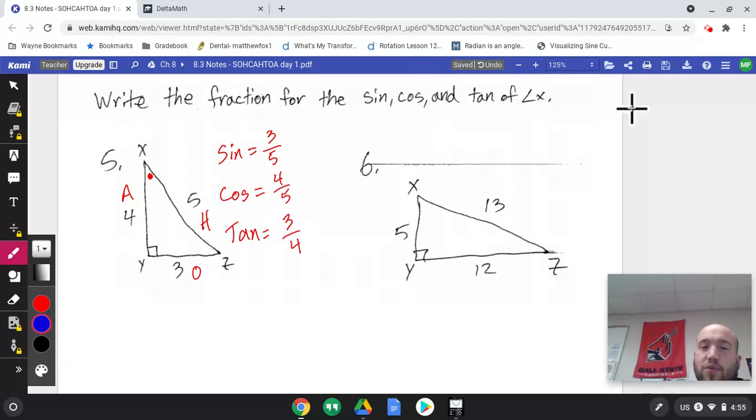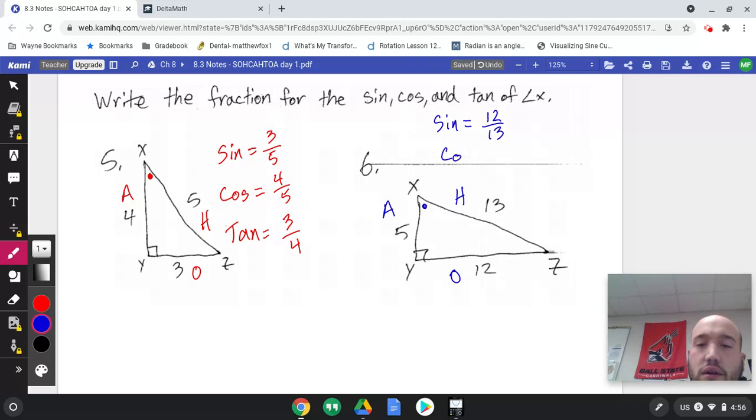All right, our final one now. It says write the fraction for sine, cosine, and tangent of angle x. We're doing the same thing. So angle x is right here. That means this is my H, this is my A, and this is my O. So sine, O over H. So 12 over 13. Cosine is A over H, so 5 over 13. And finally, TOA, tangent, is O over A, so 12 over 5.